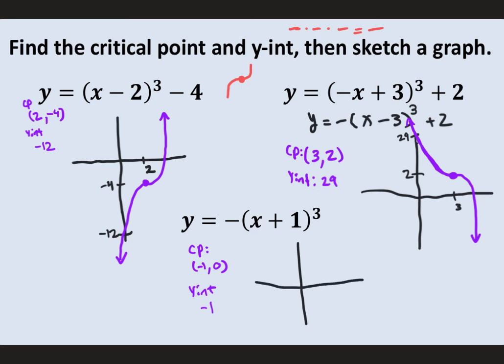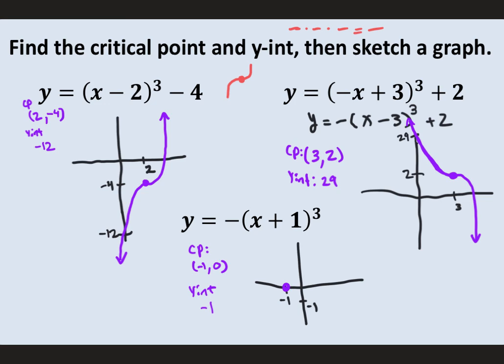All right, so this time we went just left, negative 1. That's where that critical point goes. Our y-intercept we found to also be negative 1. So on the y-axis, we would go ahead and make that a negative 1. We'll go ahead and put a point there. We don't have to put a point there.